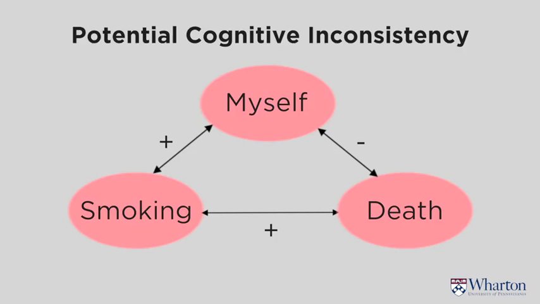Because there's this inconsistency. I'm me, I like myself, I don't want to die, I think smoking causes cancer. Something doesn't work. And so what psychologists found out was that people rationalize, or they do something to one of the links of this chain so that it is consistent. And that's the way they can justify their behavior, because people like to be consistent with themselves. So what are the ways different people rationalize to allow themselves to smoke?